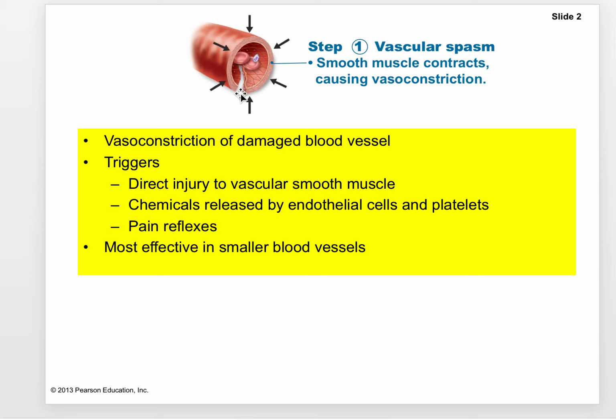The first thing that happens is vasoconstriction of the damaged blood vessel. The muscles in the wall of the blood vessel constrict so that it reduces the blood flow through this particular vessel, capillary or blood vessel. With the reduced blood flow, there's going to be less blood leakage from the hole in the side of the blood vessel.